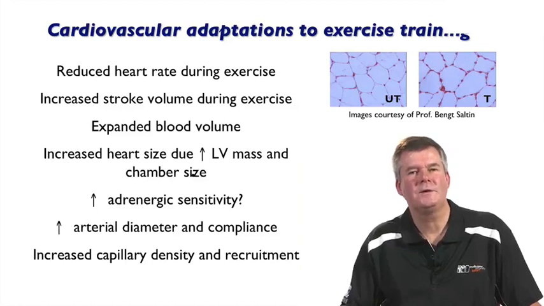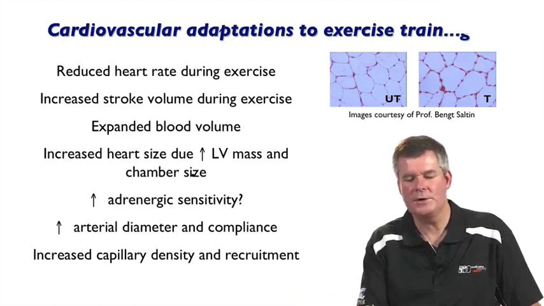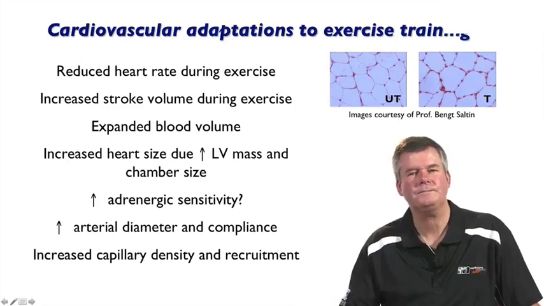And finally, there's an increase in capillary density and recruitment during exercise, which acts to facilitate oxygen delivery to the contracting muscle. And you can see in the micrograph here the differences in capillary density between an untrained muscle and a trained muscle. This increased angiogenesis is an important peripheral vascular adaptation to endurance exercise training.